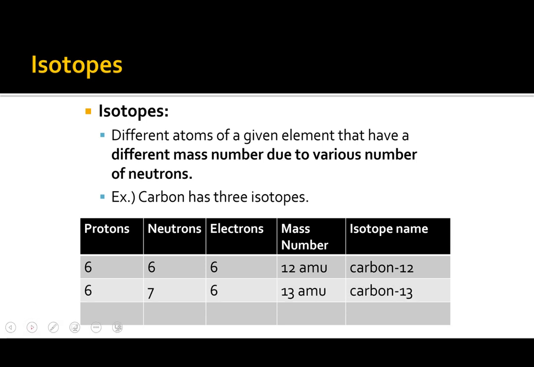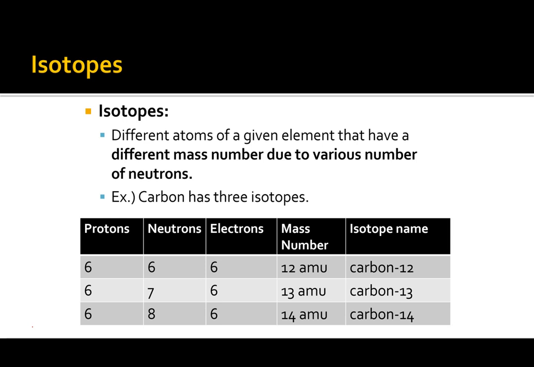If I made that number of neutrons 7, for example, a different form or isotope of carbon, I would have 6 protons, 7 neutrons for a total of 13 particles with mass, and therefore a mass number of 13 AMUs. And we'd call it carbon-13. And then finally, the one that we just showed you a moment ago: 6 protons, 8 neutrons, still 6 electrons. This would be an atom of carbon with a mass number of 14 AMUs, and we would call it carbon-14.